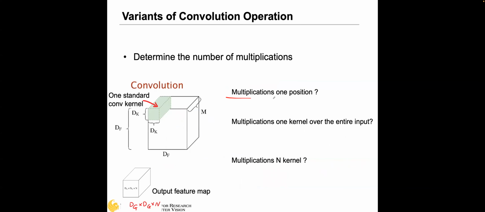So let's consider the first one. If I have this input feature map, I specify DK as the size of one standard convolution kernel. Let's just look at a single position, the very top position, the first position here. How many multiplications are there?